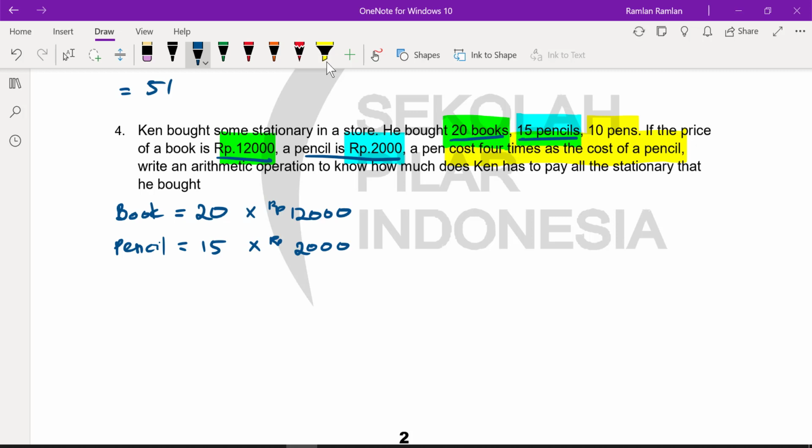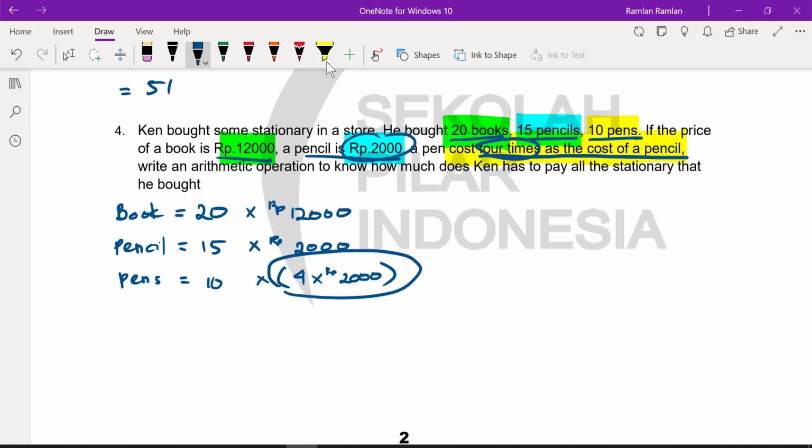And then the last one is for the pen. Since we know that he bought 10 pens, but in here it said that the pen costs four times the cost of a pencil. So in here you need to write down 4 because it said 4 times the cost of a pencil. The cost of a pencil is 2,000. So the cost is 4 times 2,000, right? So this is the cost of a pen because it said it's 4 times the cost of a pencil, right? So it's 4 times.